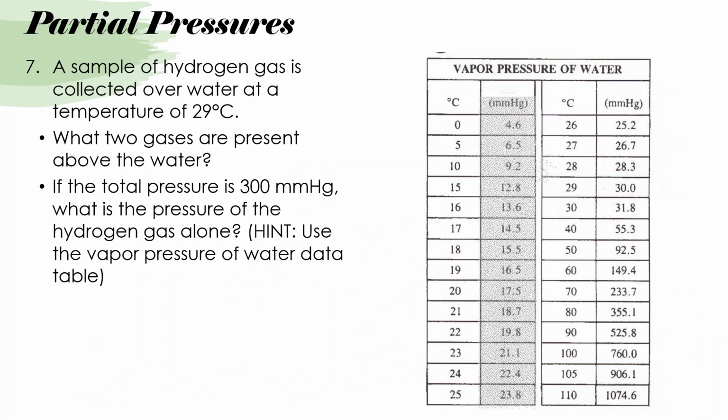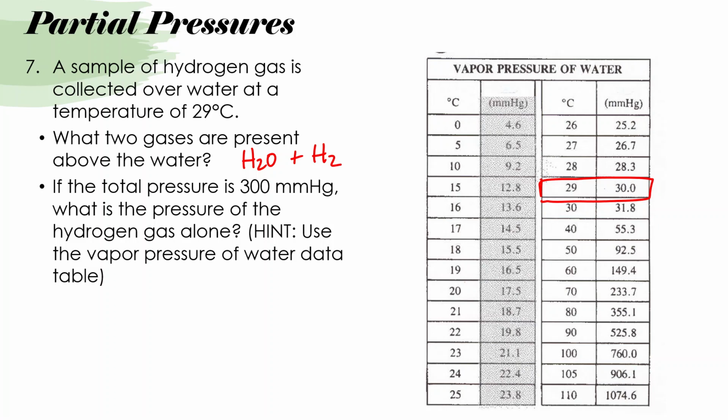A sample of hydrogen gas is collected over water at a temperature of 29 degrees Celsius here. So what two gases are above the water? We're going to have H2O and we're going to have H2 gas. So we would say that this hydrogen is wet. It has water vapor mixed in. Now the total pressure is 300 millimeters of mercury. So what is the pressure of the hydrogen gas alone?